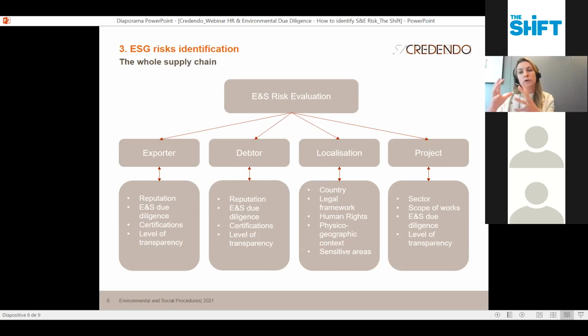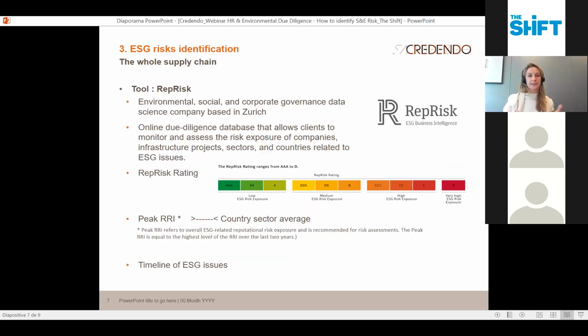And finally, also, of course, the project, how it has been managed. What is the scope of works of the whole project? What are the different processes? The level of transparency? Is there an environmental impact assessment that is publicly available, etc.?